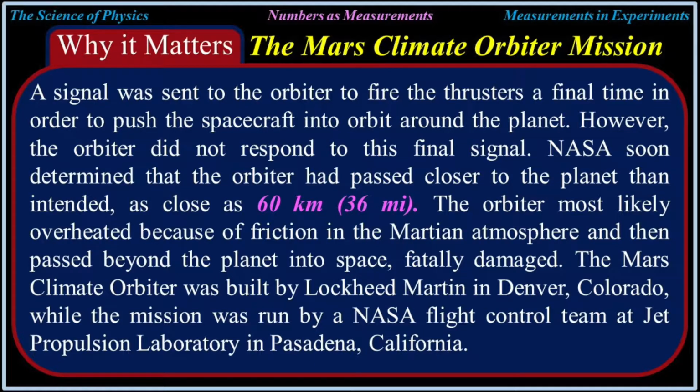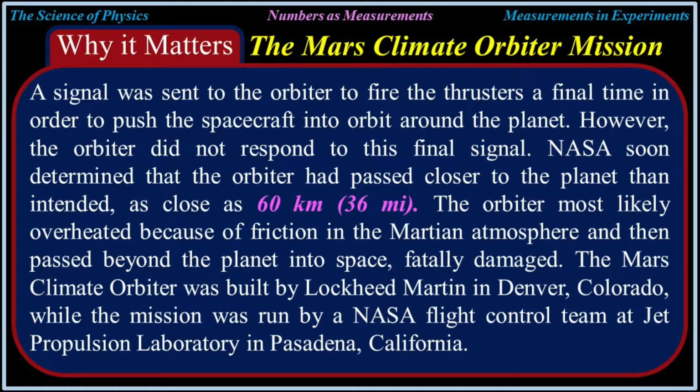This is real. A signal was sent to the orbiter to fire the thrusters a final time in order to push the spacecraft into orbit around the planet. However, the orbiter did not respond to this final signal. NASA soon determined that the orbiter had passed closer to the planet than intended, as close as 60 kilometers. The orbiter most likely overheated because of friction in the Martian atmosphere and then passed beyond the planet into space, fatally damaged.